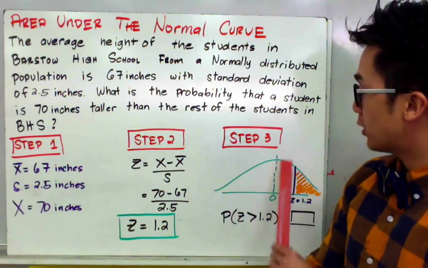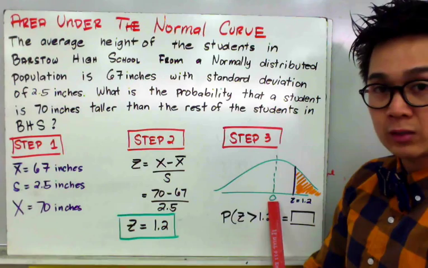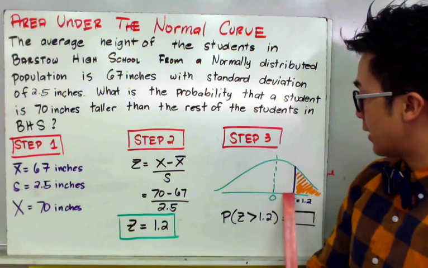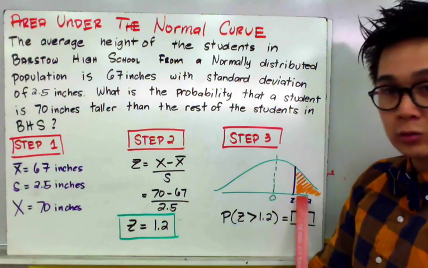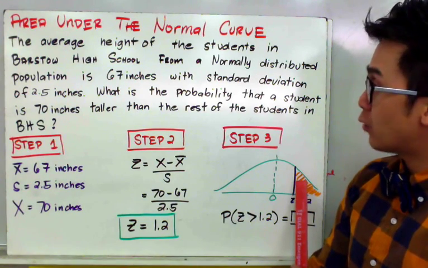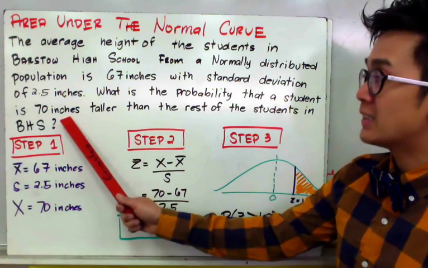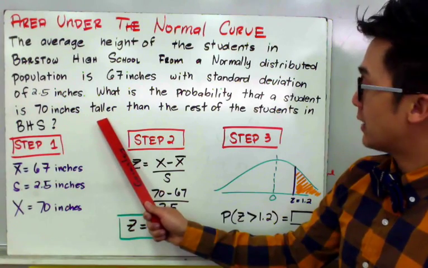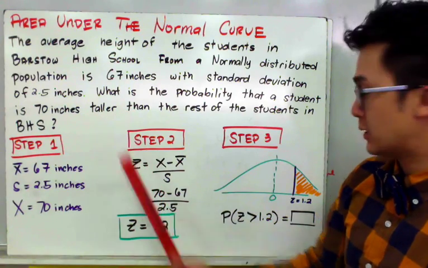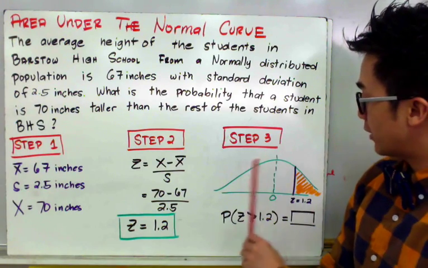In a standard normal curve, the center of your distribution is equal to 0. So your mean is equal to 0 with a standard deviation of 1. And the value of 1.2 is an approximate distance from 0 to 1.2 right here. This will be your Z-score under the normal curve. Since the question in our word problem is to find the probability of a student being taller than 70 inches, the inequality we are using is the greater than symbol, and the greater than symbol covers the area under the curve in this particular density curve.